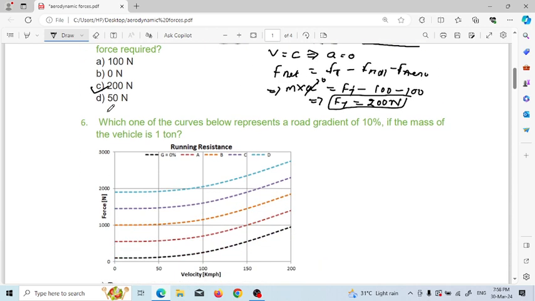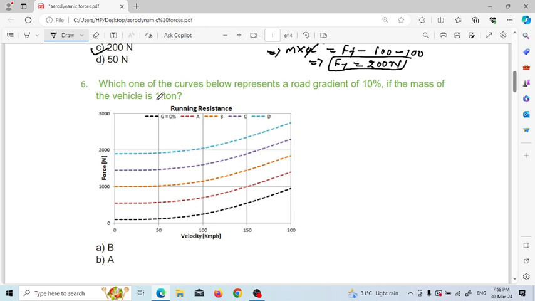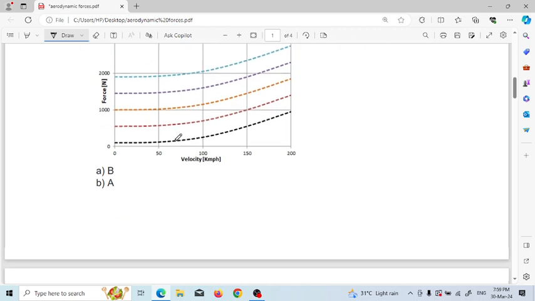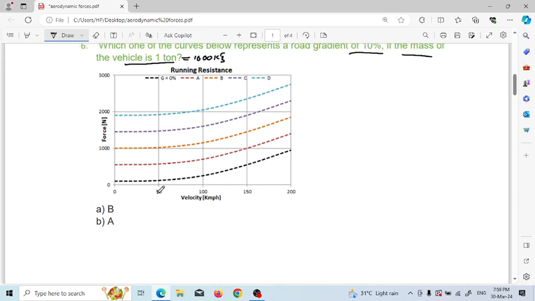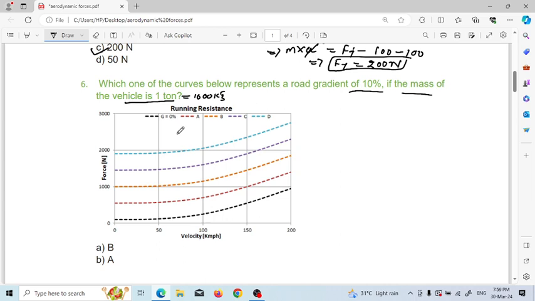Next, question number 6. Which one of the curves below represents a road gradient of 10% if the mass of the vehicle is 1 ton? 1 ton is equal to 1000 kg. The options are A, B, C, D, and this is the graph we have to calculate, which represents the vehicle with a weight of 1 ton and a road gradient of 10%.